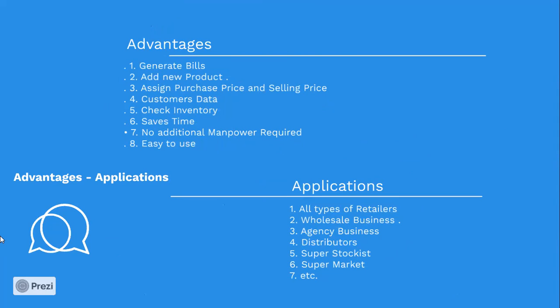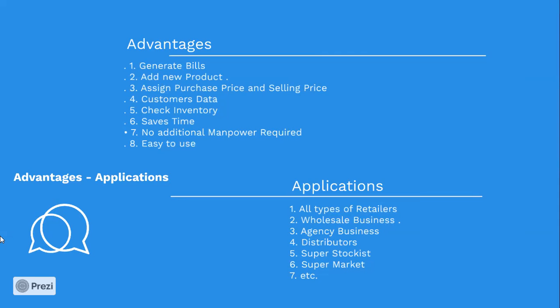Next one is assign purchase price and selling price. The user will be able to assign the price for a particular item in the inventory. Next one is customer data. We will also be able to show the data of existing customers along with his or her track record. Next one is check inventory. We will also be able to check the inventory for the availability of a particular item.